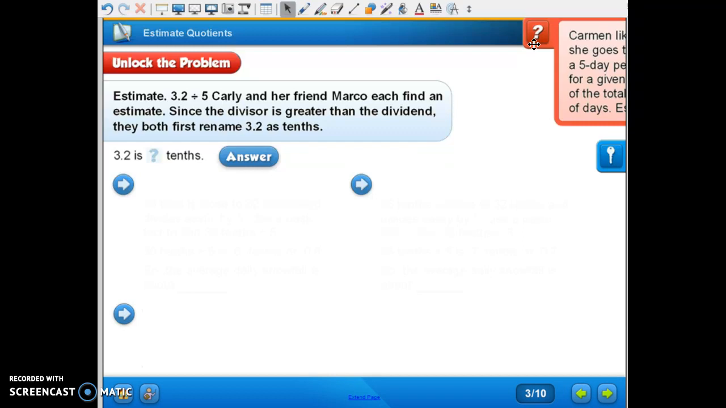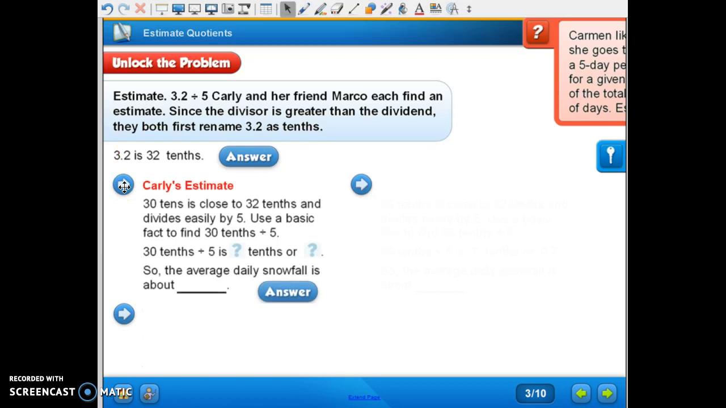Carly and her friend Marco each find an estimate. Since the divisor is greater than the dividend, 5 is greater than 3.2, they both first rename 3 2/10 as tenths. How many tenths is that? What would we have to do to make that be tenths? If we wanted to make that a whole number, we would have 32 tenths. Okay, we would multiply it by 10.